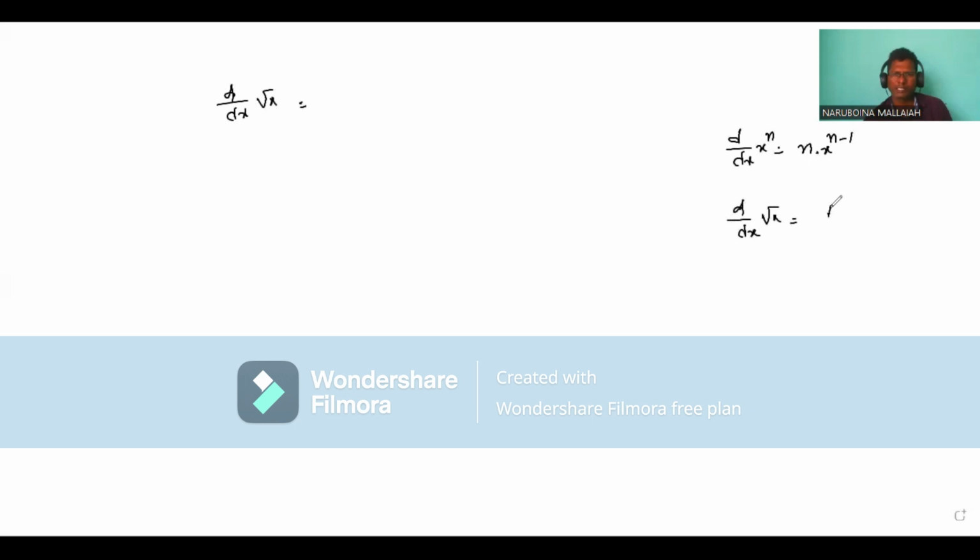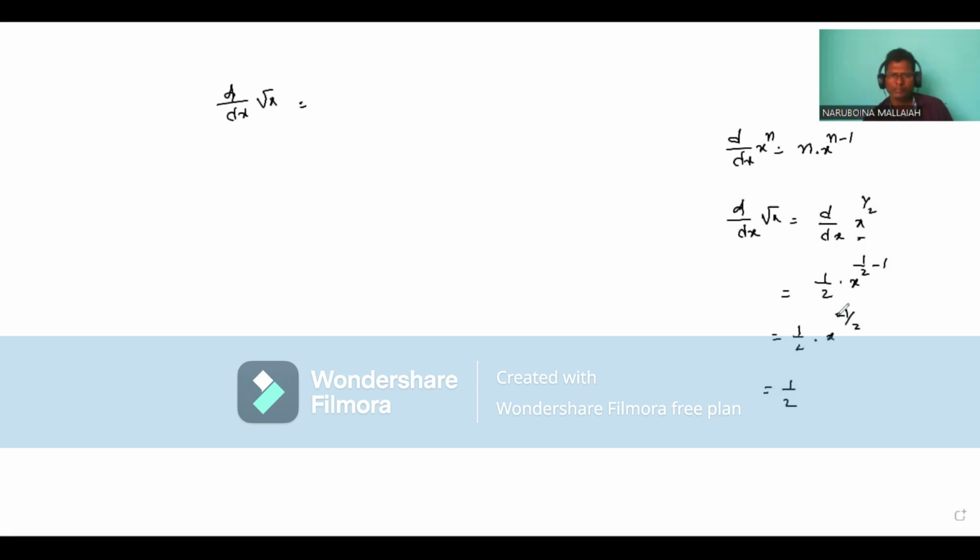Write this root x as x to the power of 1 by 2. Whenever we have a root, write 1 by 2. If you have cube root of x, write 1 by 3 on the variable. Now, here 1 by 2 is the power, that is n. Write this power first, then the variable x. Subtract 1 from this, 1 by 2 minus 1. Then 1 by 2 into x to the power of 1 by 2 minus 1, that is minus half.